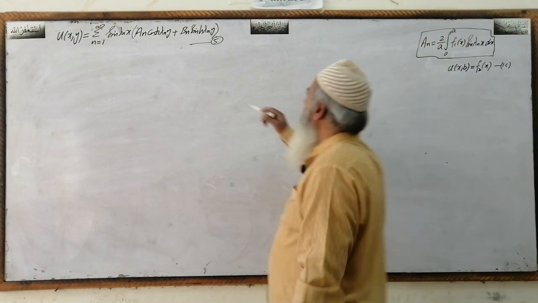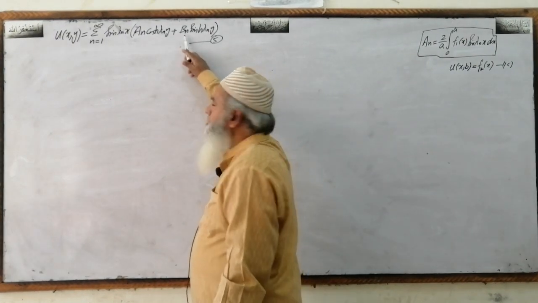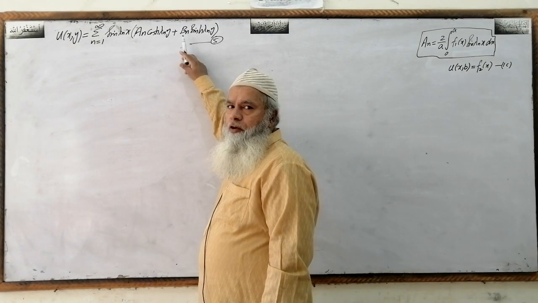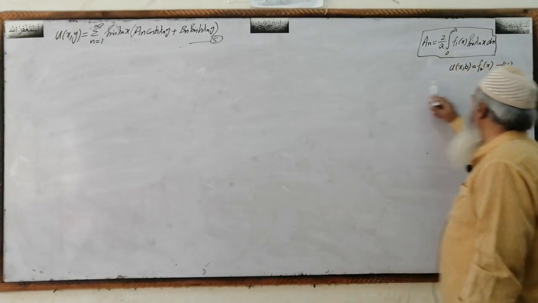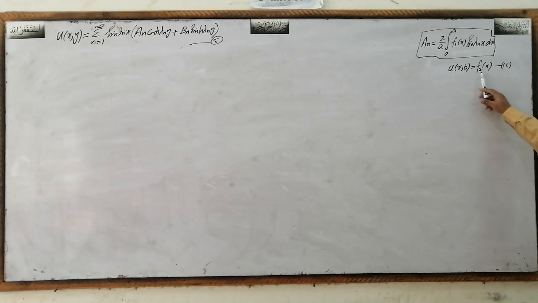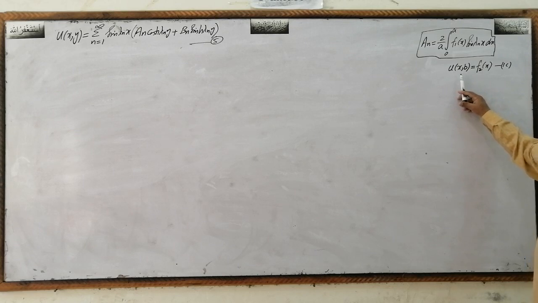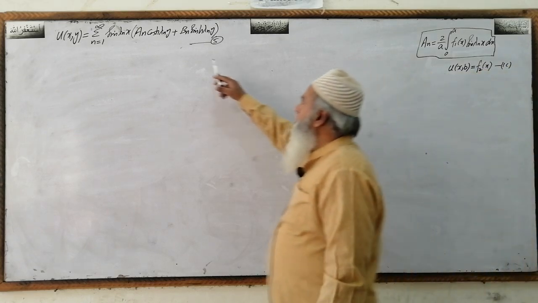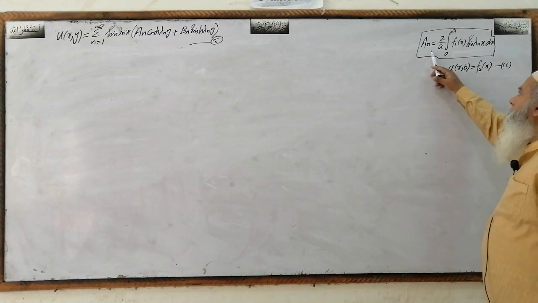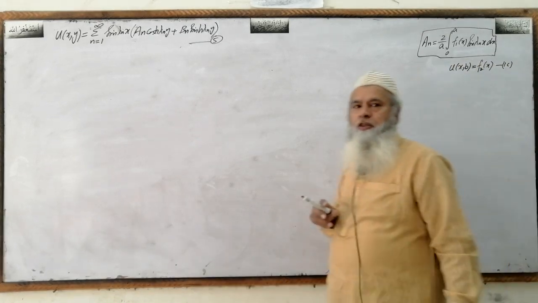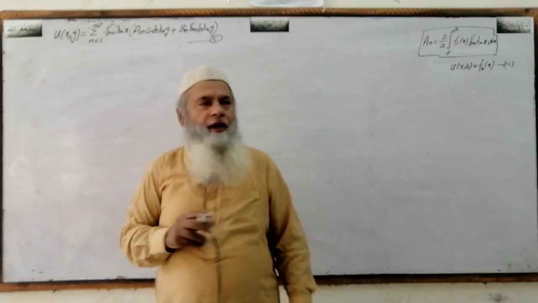Next we find the value of constant bn using the second non-homogeneous boundary condition. The second non-homogeneous boundary condition is written here, which was labeled equation 1c: u(x,b) is equal to f2(x). Now using this second non-homogeneous boundary condition, we are going to find the constant bn as we found the constant an using the first non-homogeneous boundary condition. Now look at the procedure.